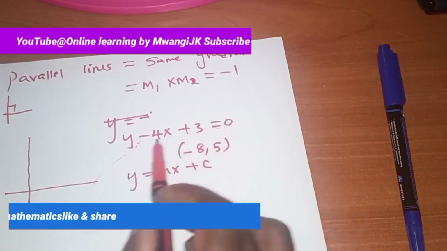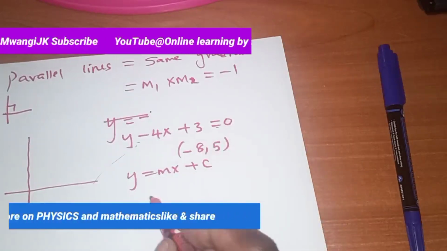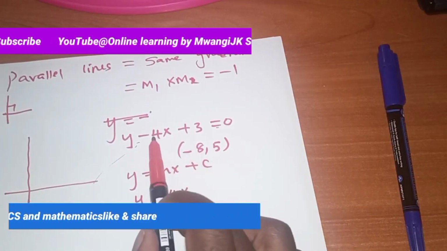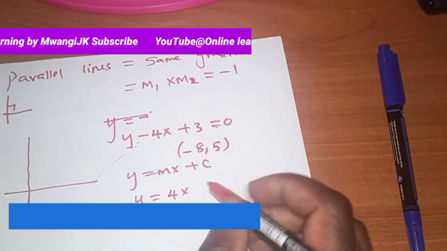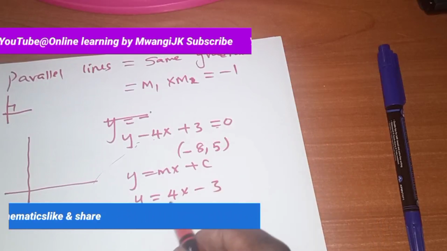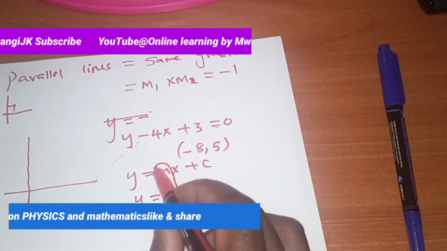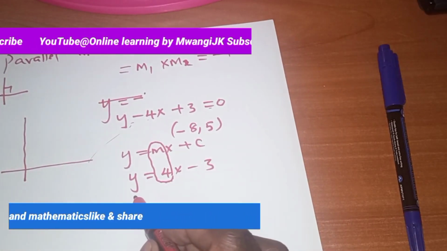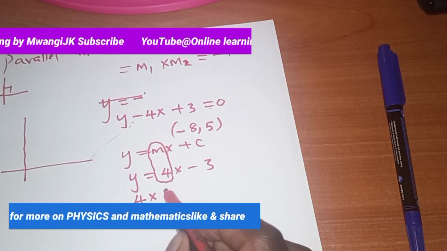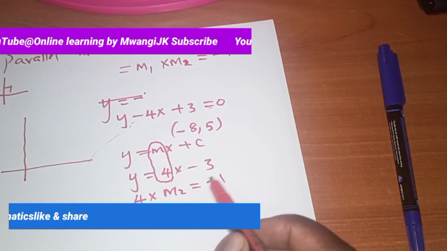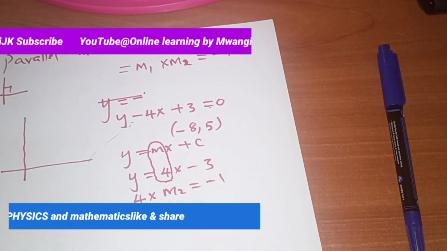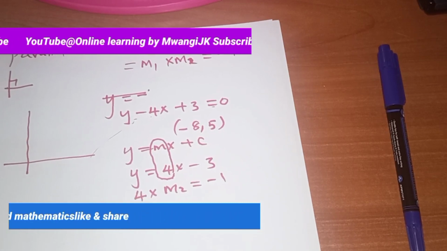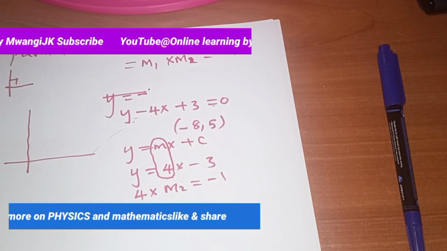And by that I mean we rearrange this equation and we'll have it as y is equals to 4x. So all of these get to the other side, -3. And that way we are able to extract this as the gradient. And therefore the gradient is 4. So 4 by m2 should give us -1. The relation between perpendicular lines: the product of their gradients is equals to -1.